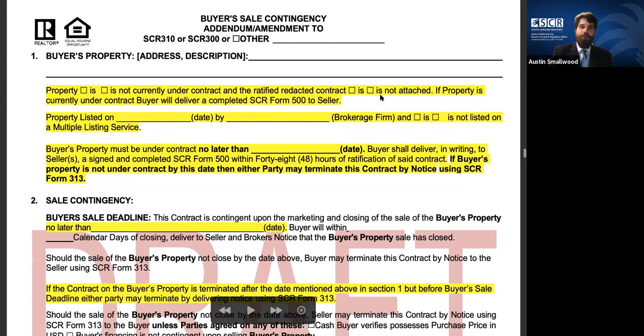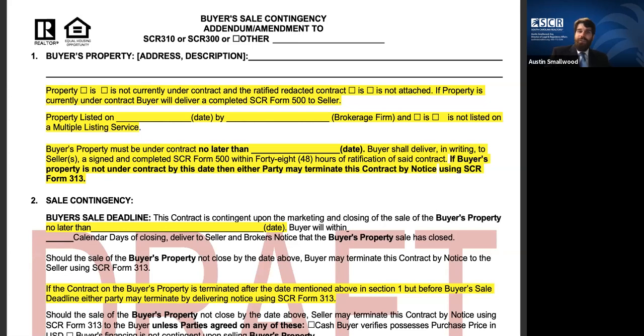So in this form, you will put the buyer's property. That will be the buyer's address in Ohio. The buyer will then answer a few questions about their property. Hey, is it or is it not currently under contract? And if it is, we're going to attach a ratified redacted copy to this contract.